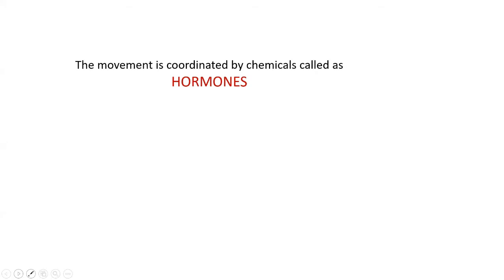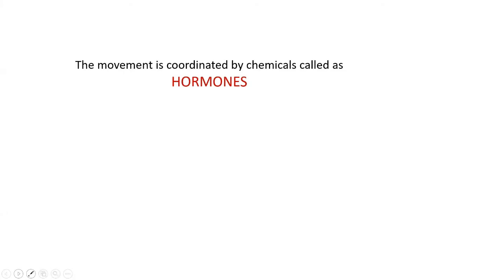Let's see further. The answer to that question was no. So the movement is coordinated by chemicals called hormones. Okay, so there is a movement which is coordinated by some chemicals. These chemicals are called hormones. Even our body has hormones.